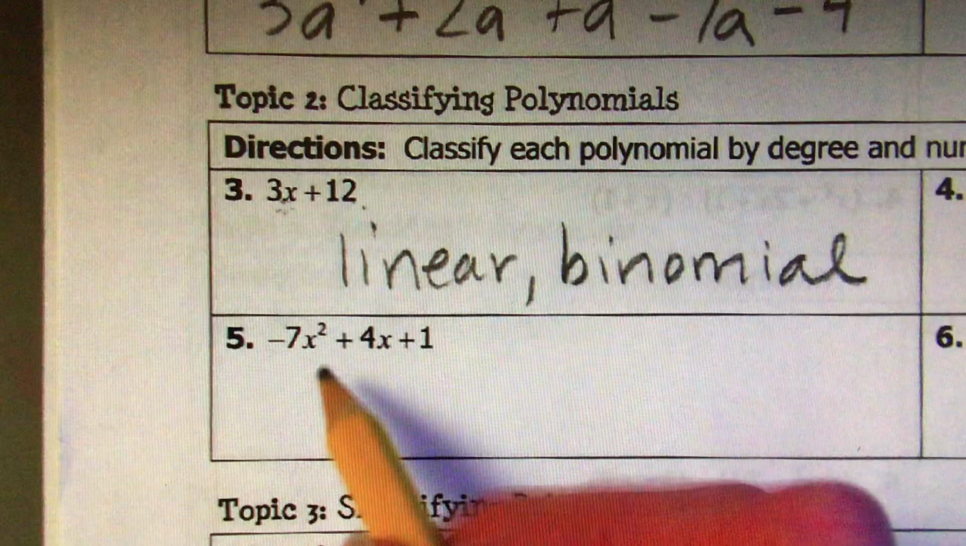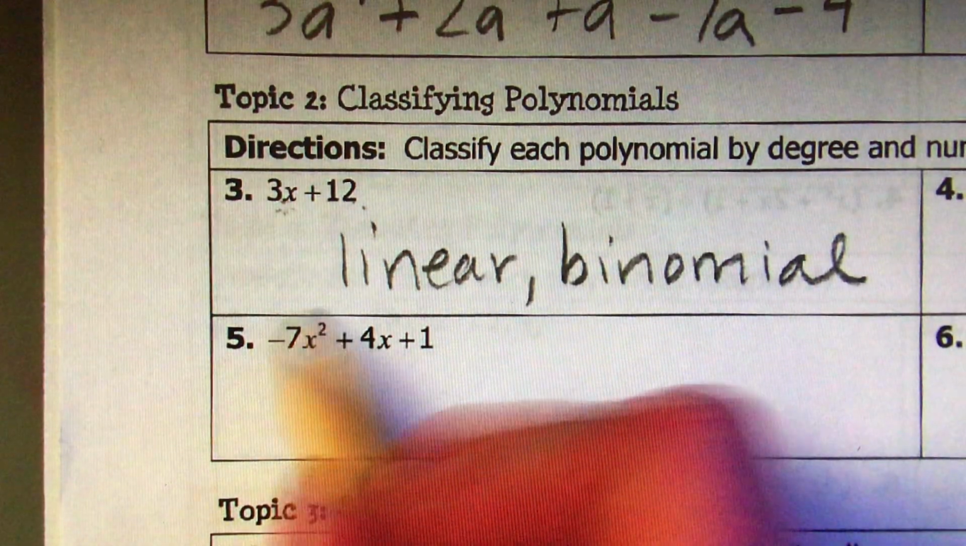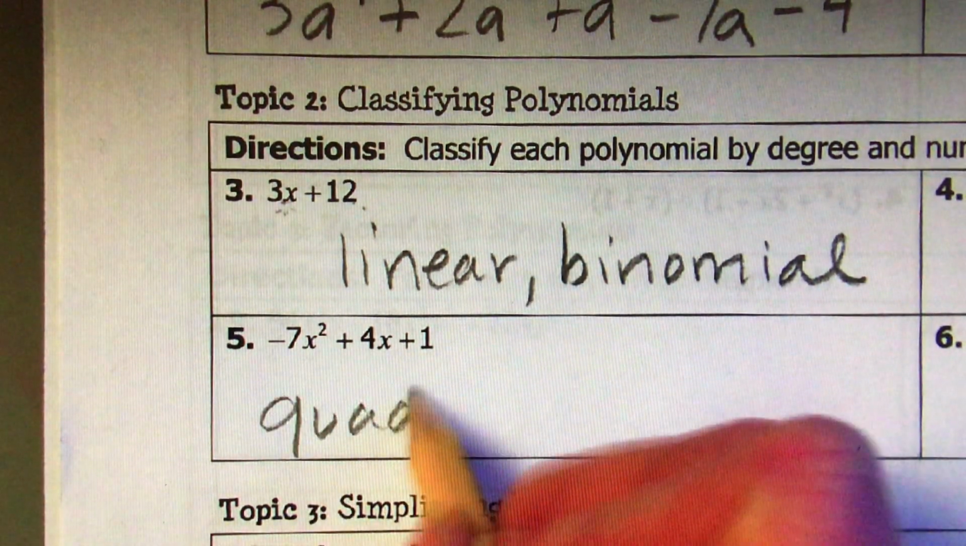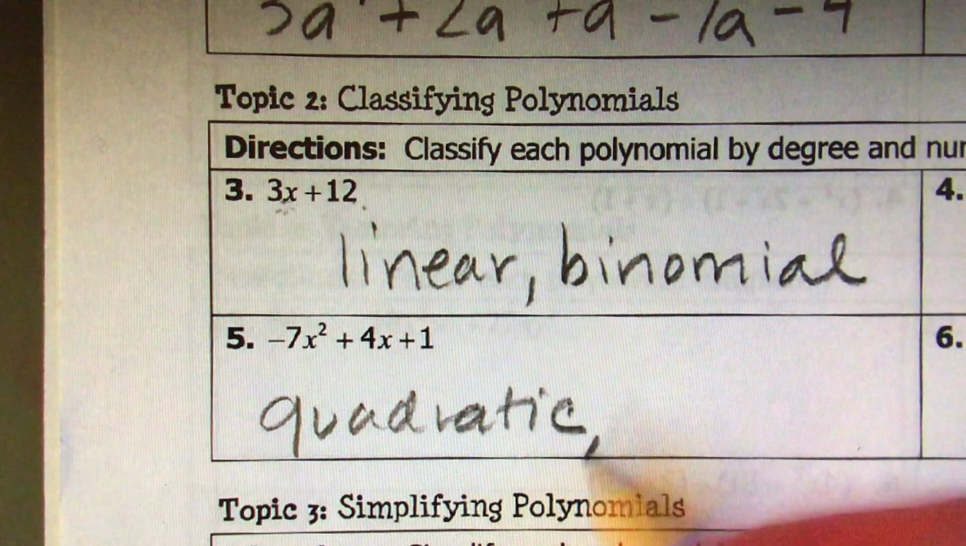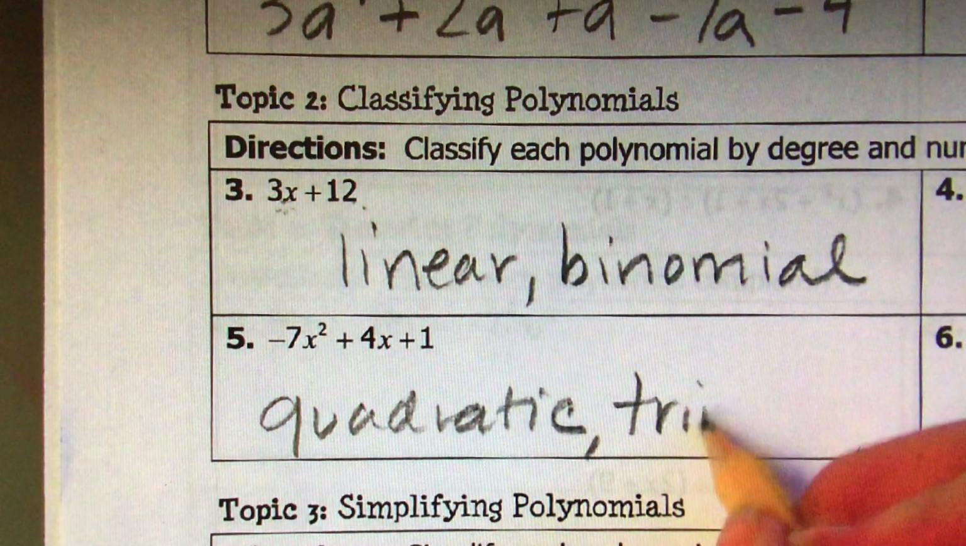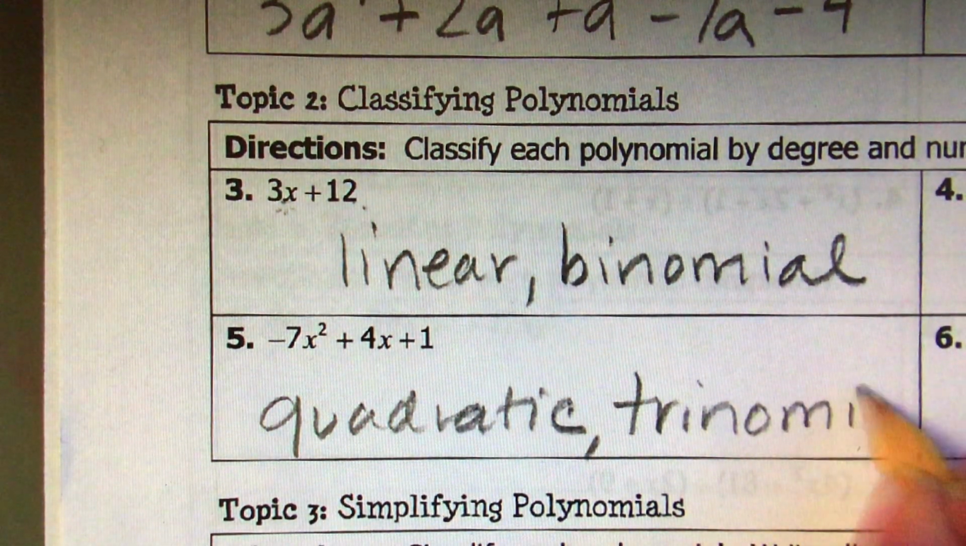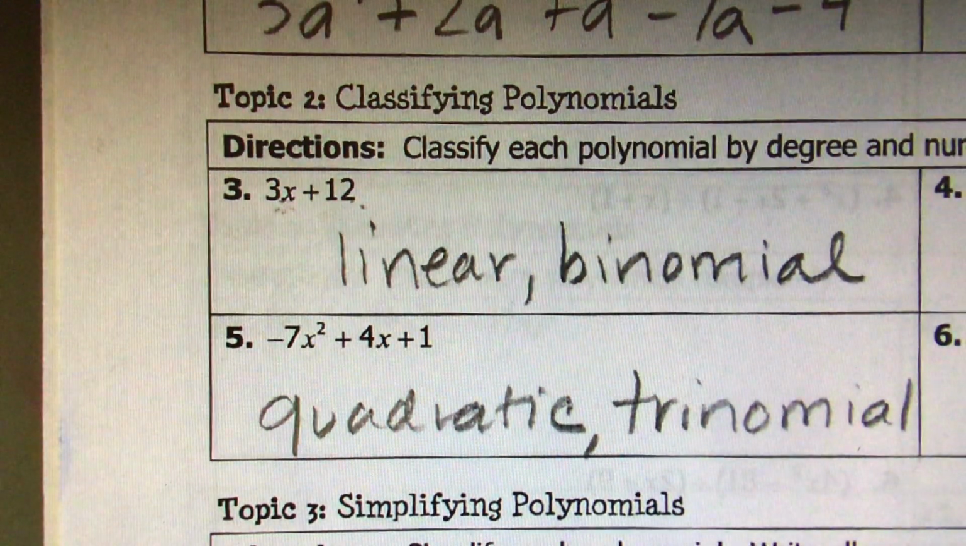My next term, this is pretty typical, we have a second power, it's always quadratic. And we have 3 terms, it's a tricycle, otherwise known as a trinomial.